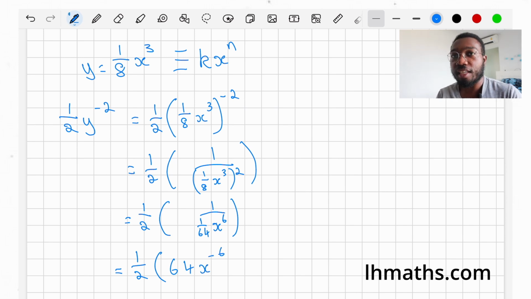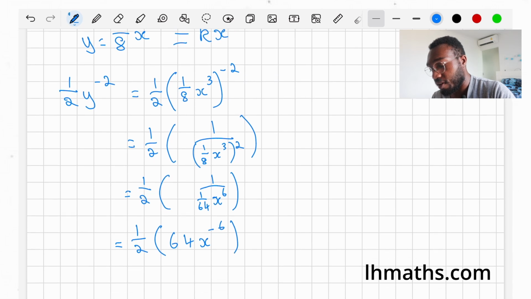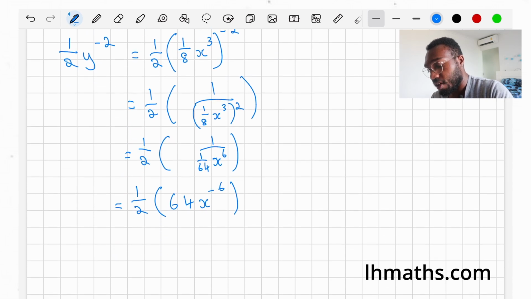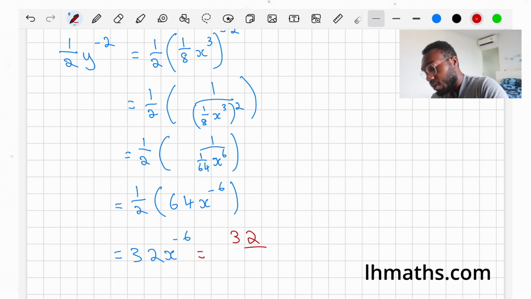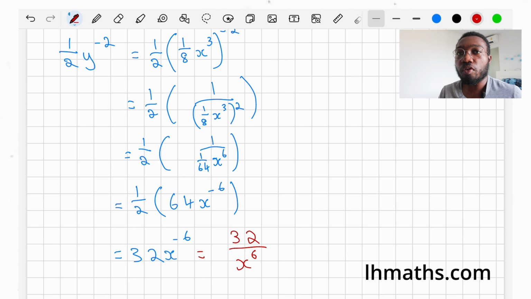I'm just writing it as a negative 6 just so it's all on one level for now, and I'll move it back later. If I scroll down a bit, now we can times by half. If we times by half, we would get 32x to the negative 6. And if we rewrite that, so now I can move the x back to the bottom, we would get 32 divided by x to the power of 6. But you didn't need to make x a negative. I just did that to keep everything on the same level, and then I moved it back afterwards.